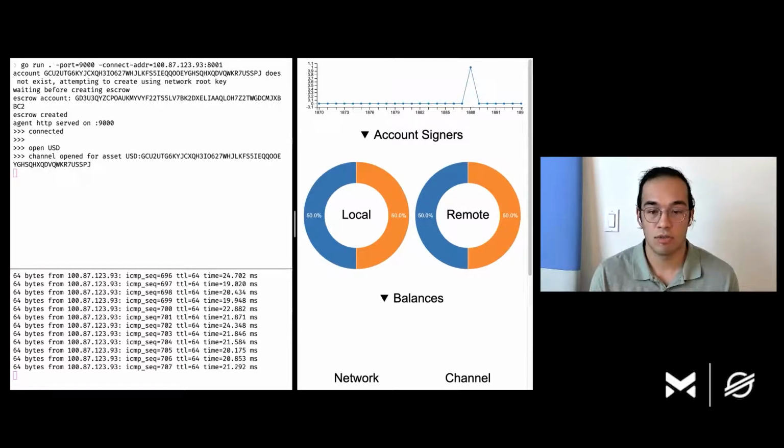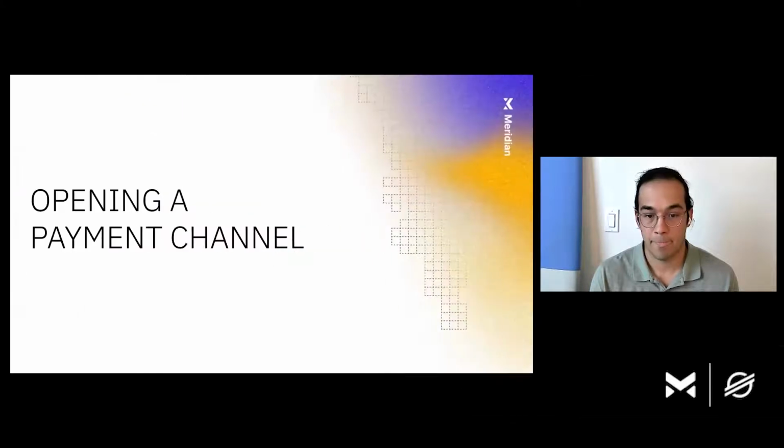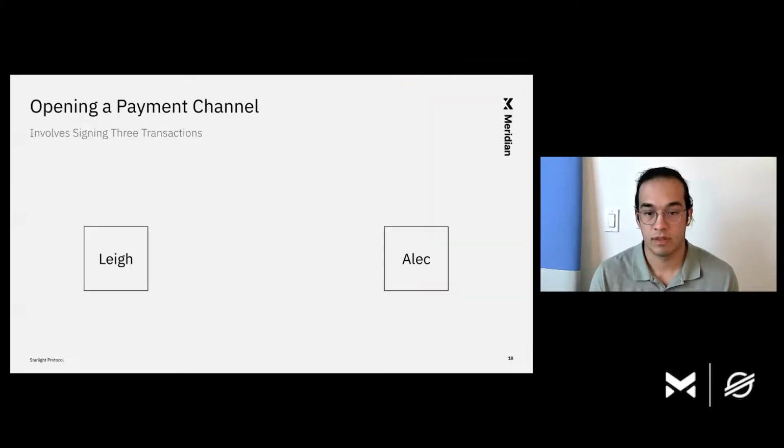So let's go over how this open process works. When Leigh opened the channel, his application generated 3 transactions. These 3 transactions form our open agreement. Leigh and I both sign each transaction to make the agreement valid. During this process, we both share our signatures in a single message so that either of us can attach all the signatures to the transactions and submit it to the network.